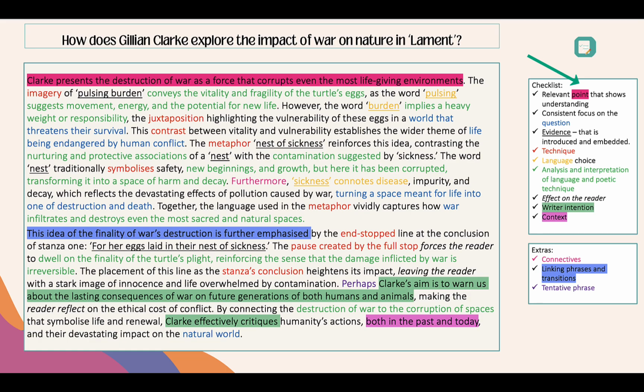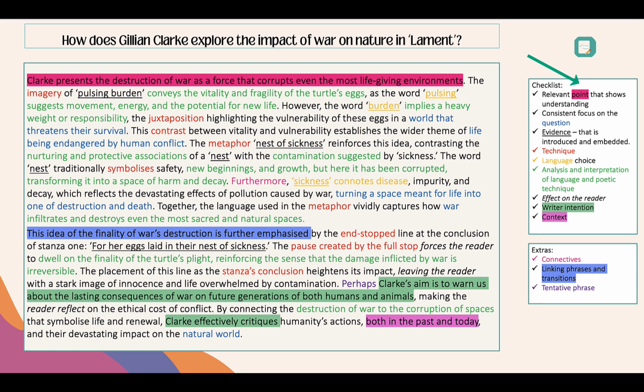But you can see that we've got relevant points, consistent focus on the question, evidence that is introduced and embedded, techniques, so where we're naming the techniques and the methods, language choice, which is when we're zooming in and talking about words, so we're analysing them, and this again is useful if you want to double up. So you might want to talk about a metaphor, but then you might want to zoom in on a particular word within the metaphor, and then you're doubling up on your analysis there.